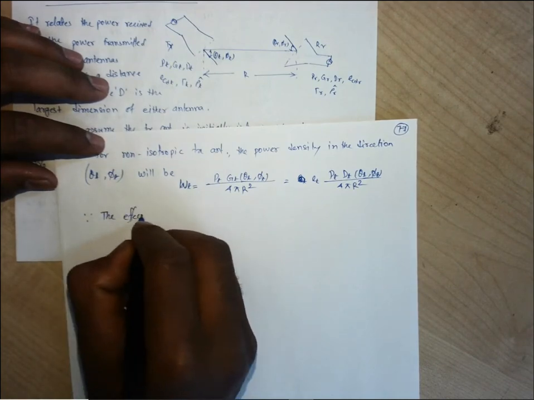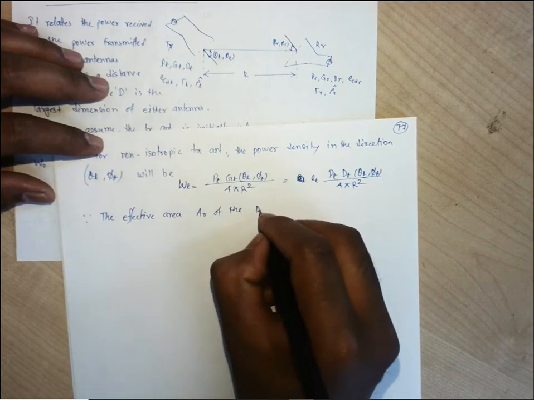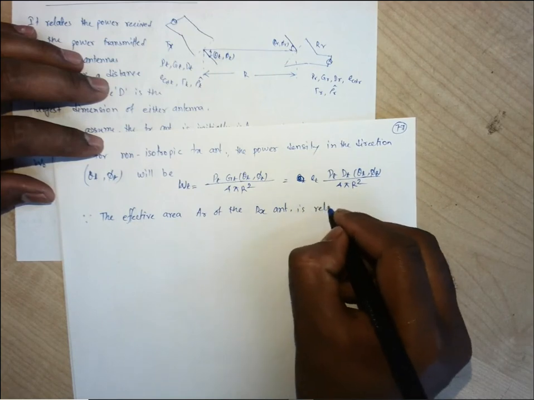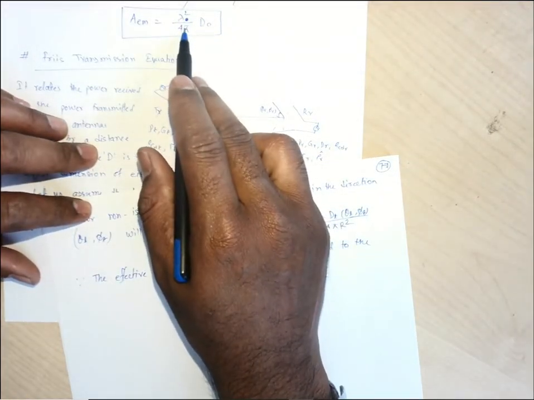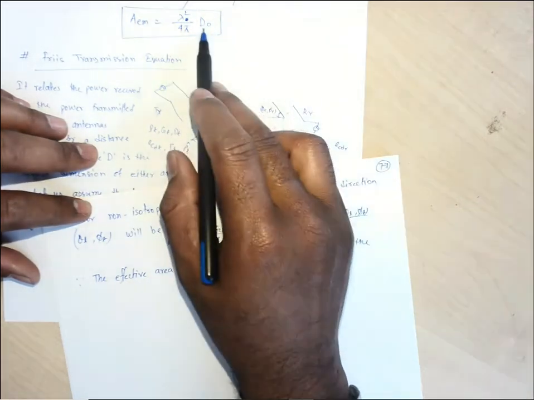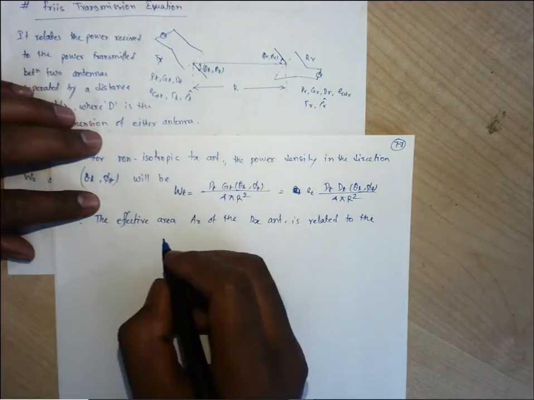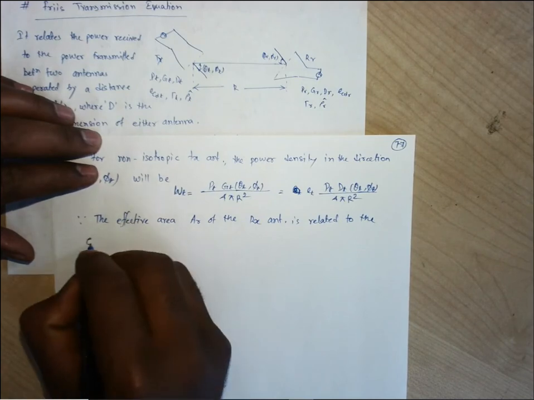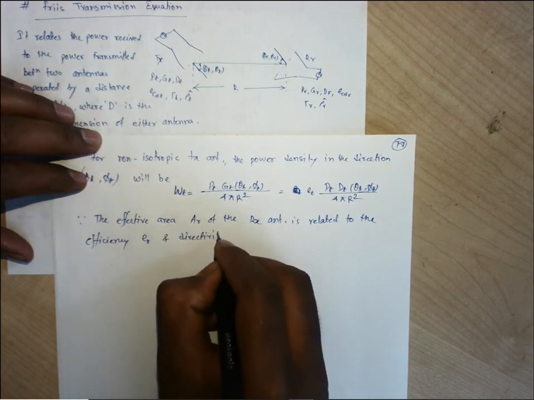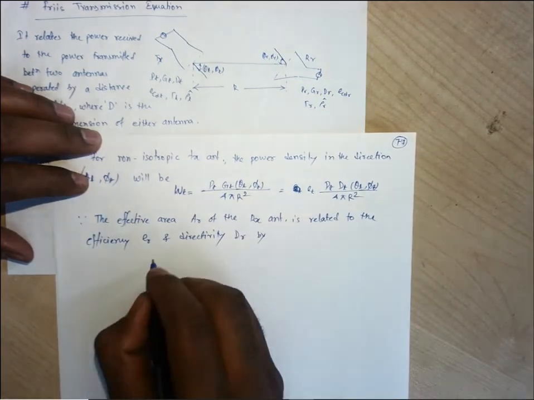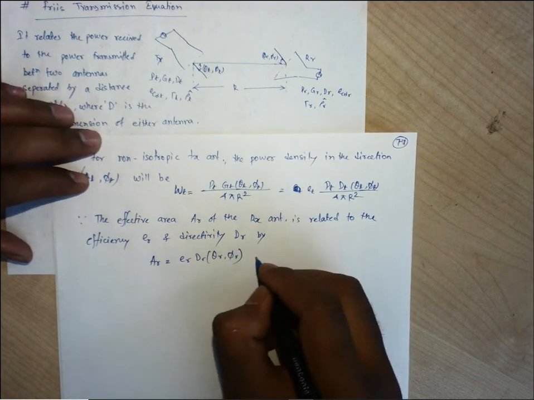The effective area A_R of the receiving antenna, as we have already seen, is related to the directivity multiplied with λ²/4π. Here the directivity will also depend upon the efficiency. So, related to the efficiency e_R and directivity, A_R is equal to e_R D_R(θ_R, φ_R) λ²/4π.